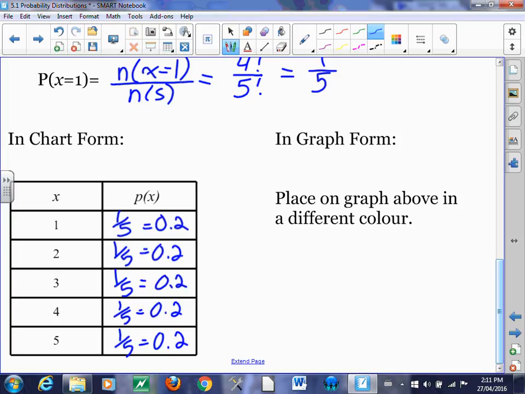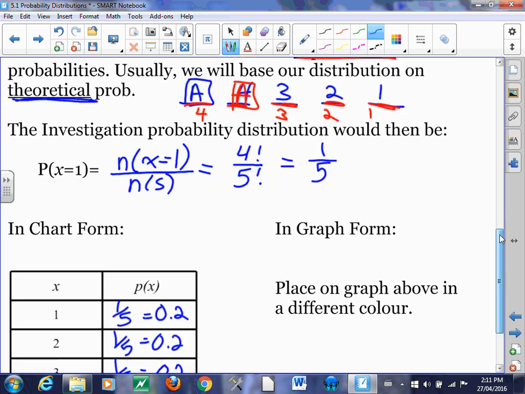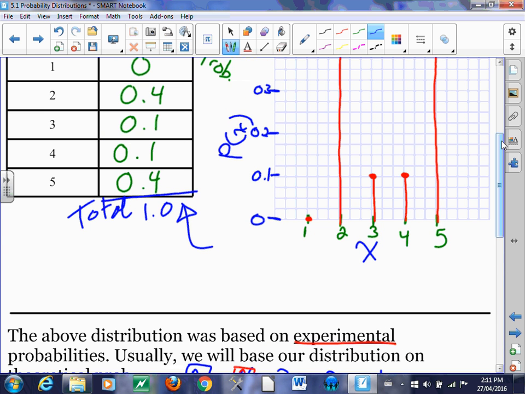Okay. Now it says place this on a different color in your graph. So let's do that. For theoretical probability, in this case, it was exactly the same. So you'll find that if they have uniform distribution, which we're going to get into. So I'm looking for 0.2. And I'm going to put a dot on each one of these. And then just draw my tail, either flagpole or tadpole, whatever you want to think.